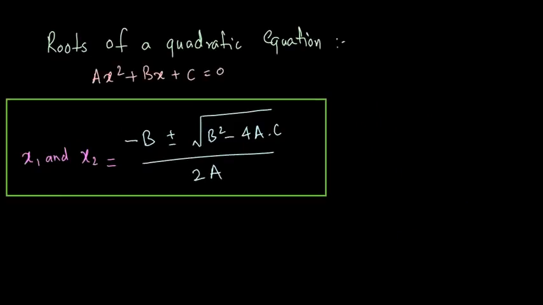So let's look at the formula that can be used to calculate these two roots, x1 and x2, of a quadratic equation. We have the equation ax² + bx + c = 0 again, and the roots are x1 and x2. The formula is x = (−b ± √(b² − 4ac)) / 2a. Let's go ahead and solve an example which makes us use this formula.